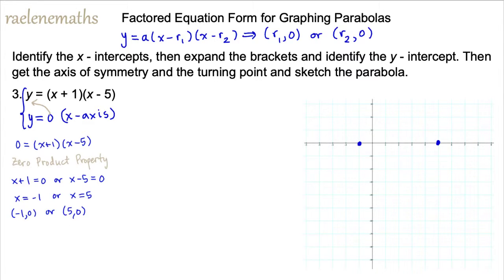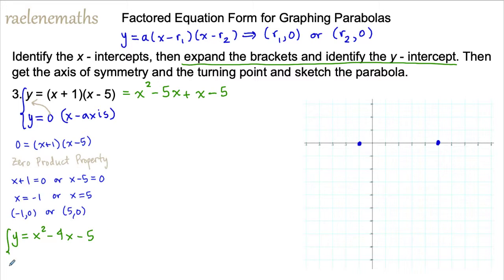The next thing we are asked to do is to expand the brackets and identify the y-intercept. So expanding the brackets, we multiply and take first times first, which gives x squared. Multiplying the outsides is -5x, multiplying the insides is positive x, and multiplying the lasts gives us -5. So we can write the quadratic from factored form in standard form, or expanded form, as y equals x squared minus 4x minus 5.